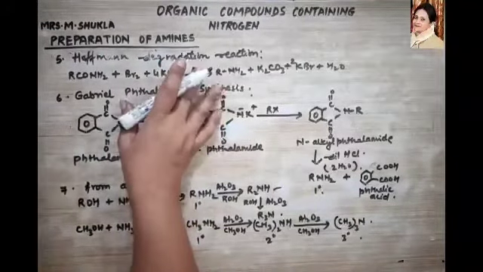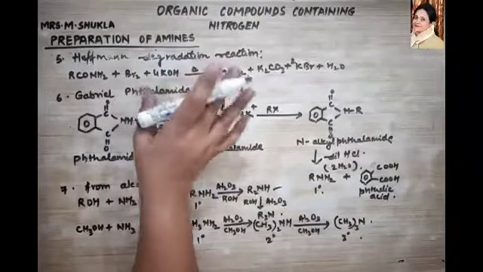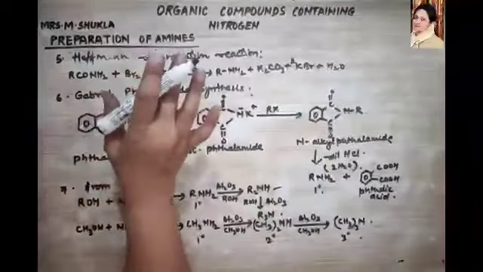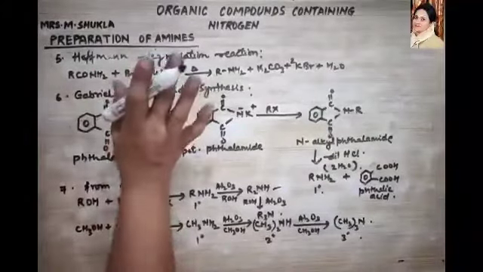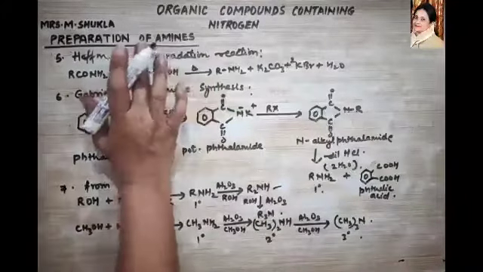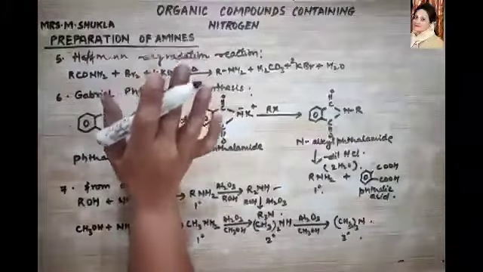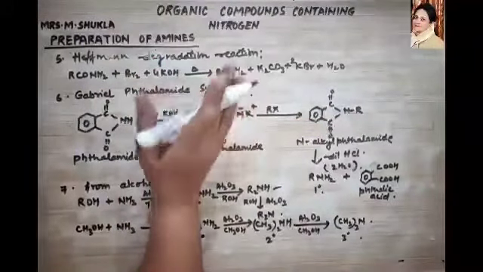Clear? Then amines are polar compounds, and both primary and secondary amines form intermolecular hydrogen bonds, but not the tertiary amine. Tertiary amines do not form intermolecular hydrogen bonds. Why?